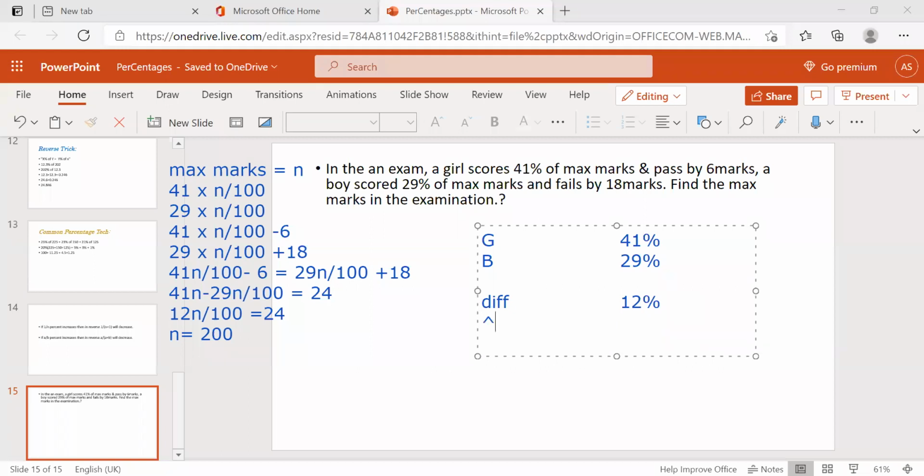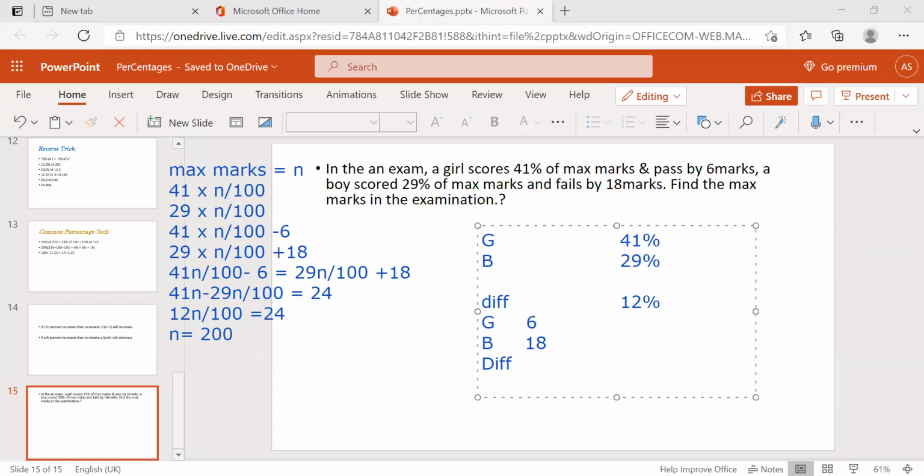Girls score 6 marks more than pass marks, right? And boys score 18 marks less compared to pass marks. And what's the difference in marks? Difference in marks, check it.